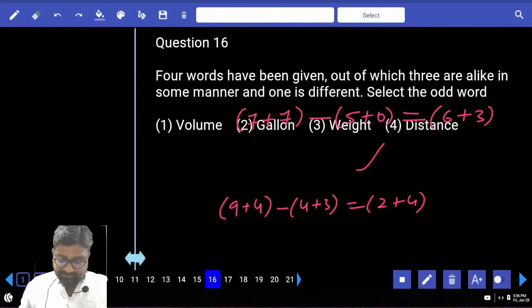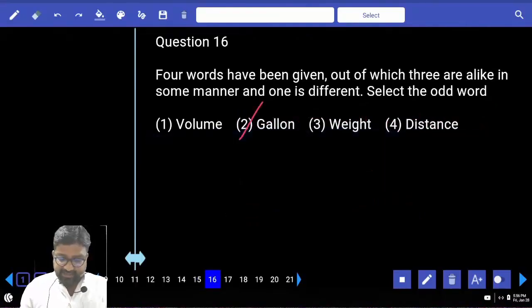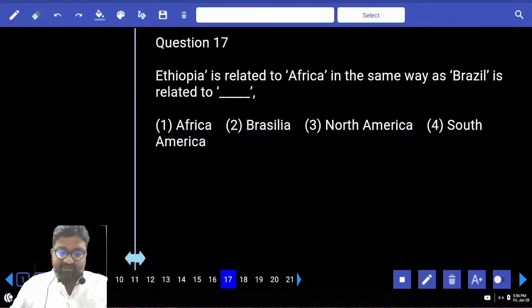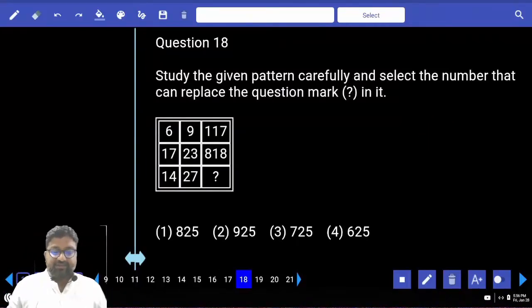16, come on. Gallon. Odd man out? Gallon. 17. Ethiopia is related to Africa. Ethiopia is a country in the Africa continent. Brazil, South America. Now this I think is easy.